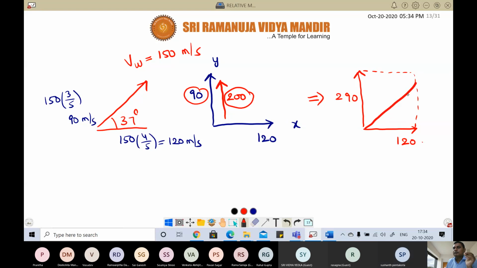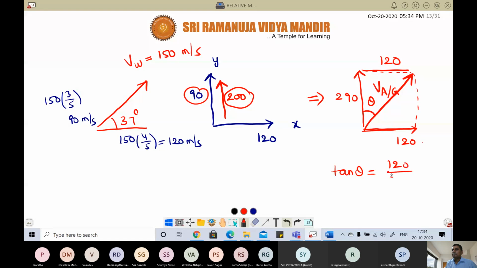This velocity is nothing but called the velocity of aeroplane with respect to ground. Understood? Okay. So this angle, let us say, is theta. Now this is 120, which means this is also 120. So tan theta is equal to what? 120 by 90. So therefore theta is equal to tan inverse 12 by 9.